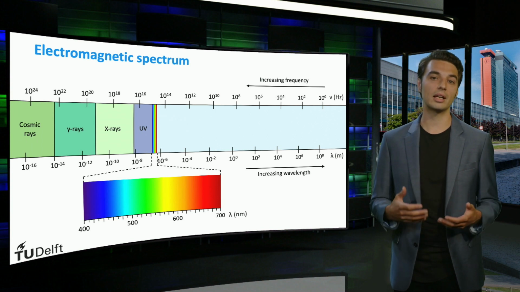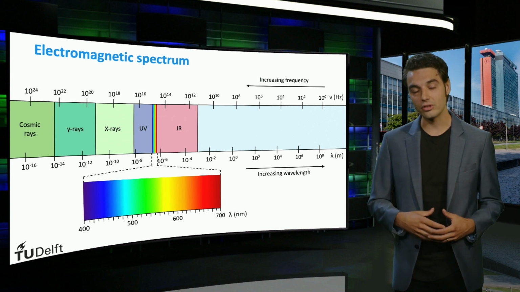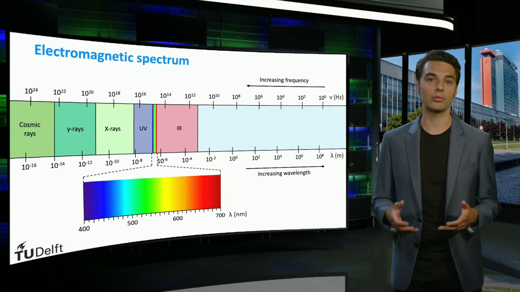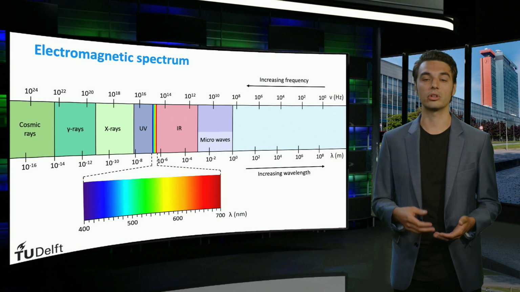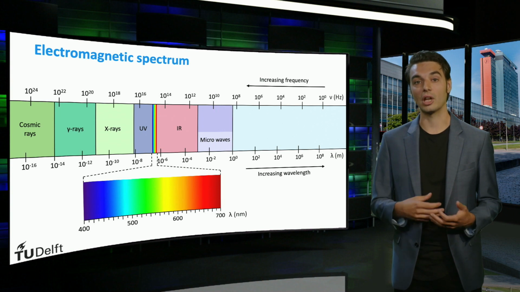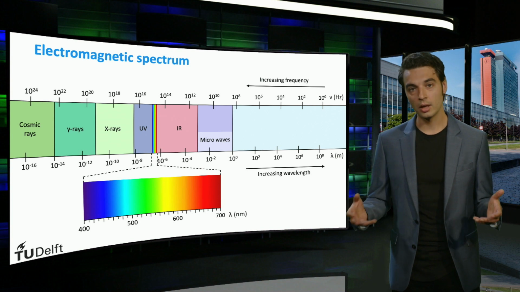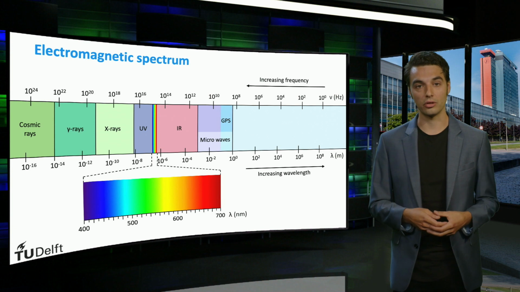If we look at electromagnetic radiation with a wavelength larger than that of visible light, we enter the infrared part of the spectrum. Infrared light has a wavelength of about a millimeter. Photons with larger wavelengths are considered microwaves. This type of radiation we use to heat our food in microwave ovens. The large wavelength part of the microwave spectrum is used for GPS technology.